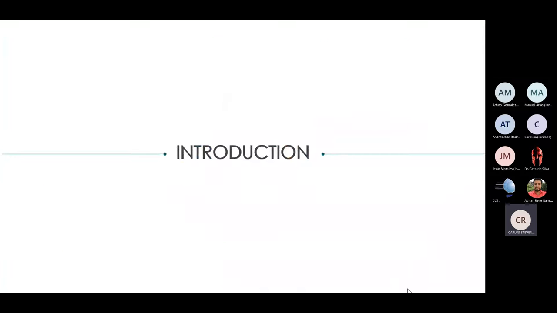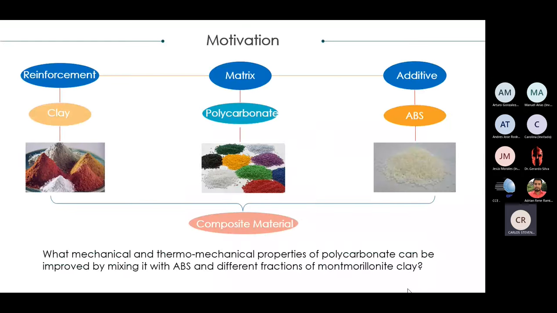Let us begin with the introduction. Here we have the composite materials. We know composite materials are widely used in industries such as automotive, marine, aeronautical, or spatial, and of course they are widely studied by universities and companies looking to improve the mechanical properties and to know how heat interacts with these kinds of composites. In this case, the matrix is polycarbonate, the reinforcement is the clay, in this case the MMT, and the additive is an ABS. The main question here is: what mechanical and thermomechanical properties of polycarbonate can be improved by mixing it with ABS and different fractions of montmorillonite clay?